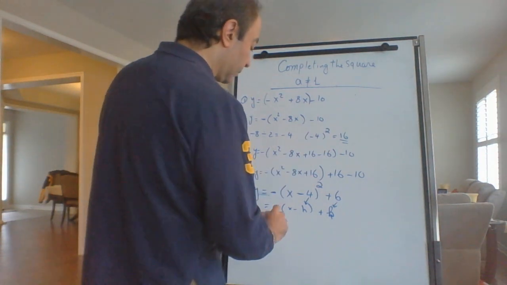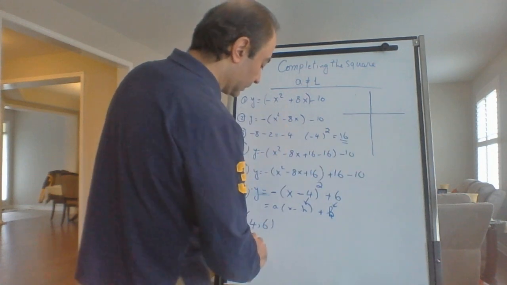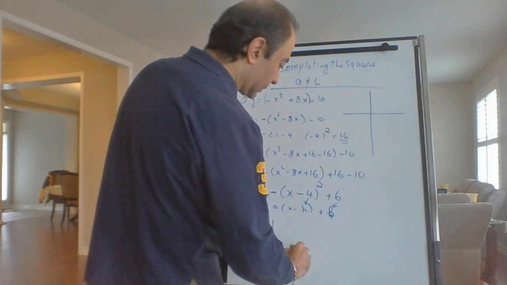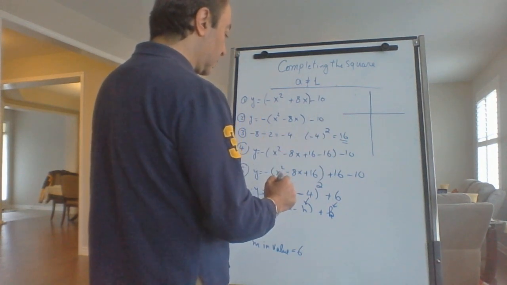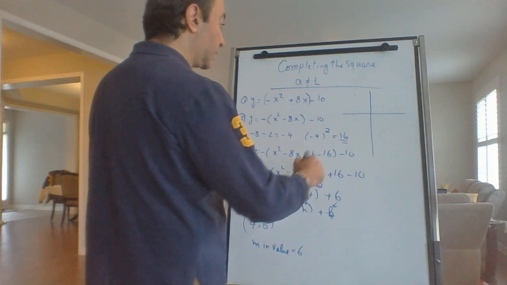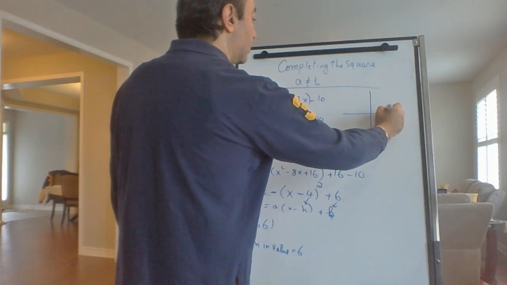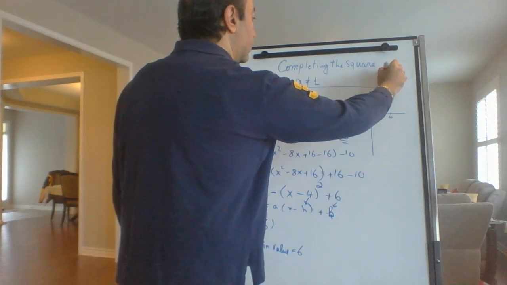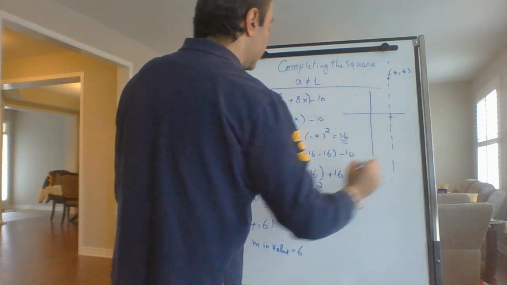The maximum value is 6 because this opens down. Now let us try to sketch a graph for that. 4 and 6, so the vertex is at 4. Let's say this is 4 and 6 is here. This is the vertex and this is the axis of symmetry.